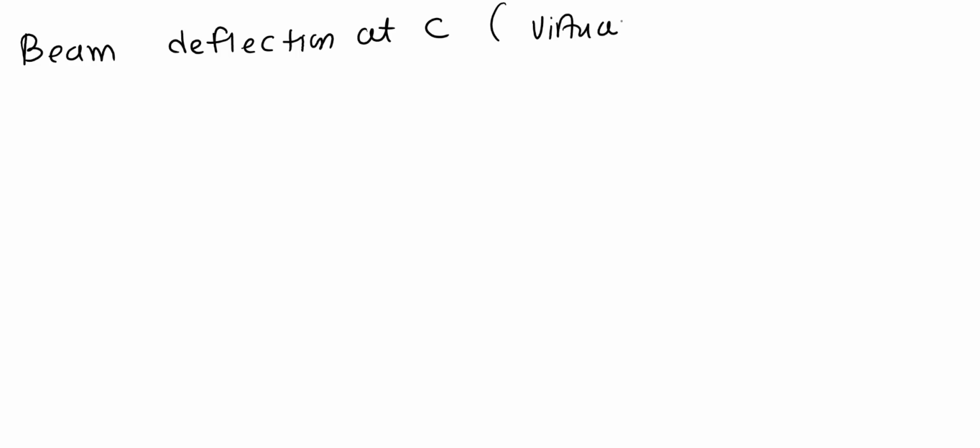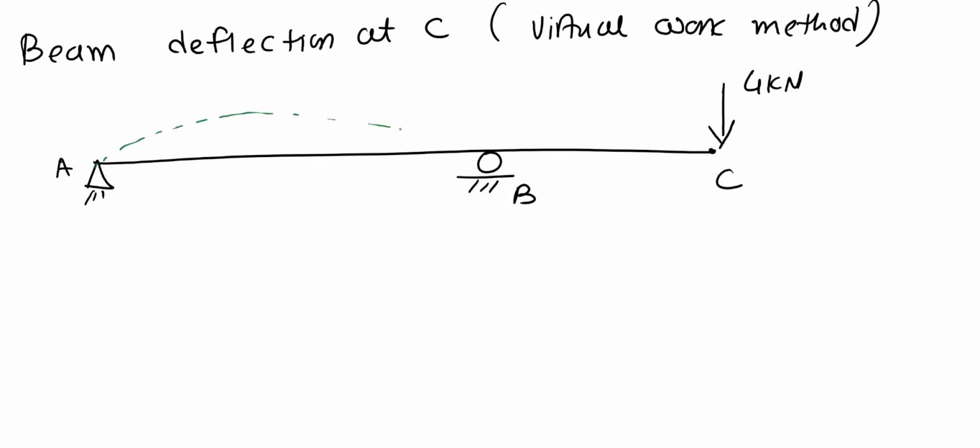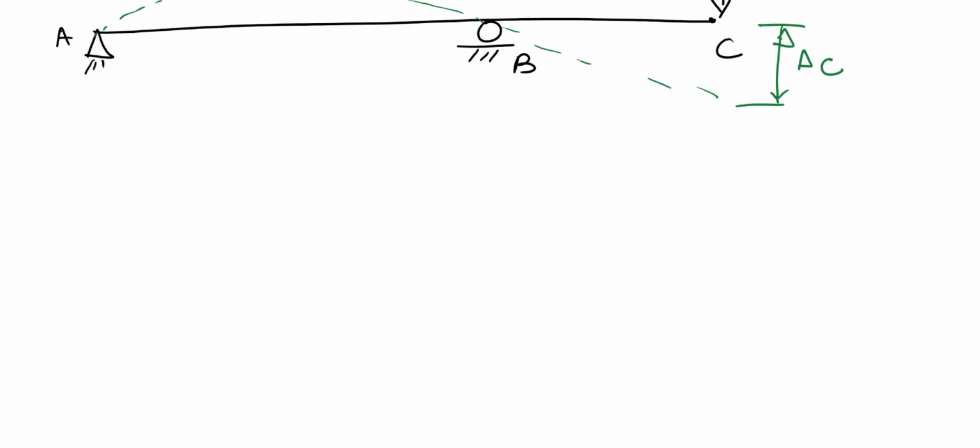Now this video explains the example of a beam for finding the deflection at point C using the virtual work method. This example has a pin support at A, a roller support at B, and a 4 kilonewton load applied at C. If I draw the elastic curve, we need to find the deflection at point C due to this 4 kilonewton load. Now there are 4 steps.